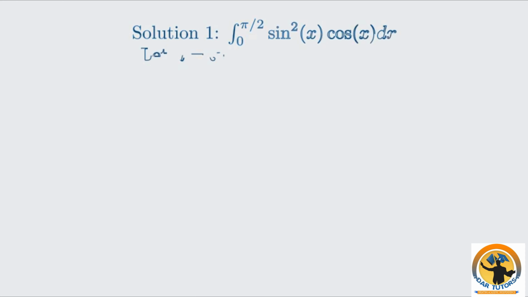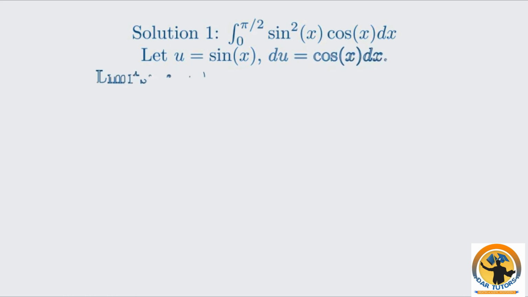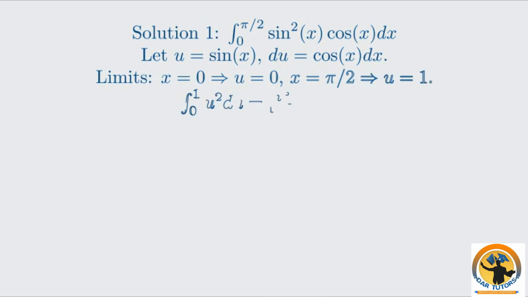Welcome back. Let's go through the solutions. For question 1, we use the substitution u equals sine x. The limits change from 0 and pi over 2 to 0 and 1. The integral becomes the integral from 0 to 1 of u squared du, which is u cubed over 3. Evaluating from 0 to 1 gives 1/3.